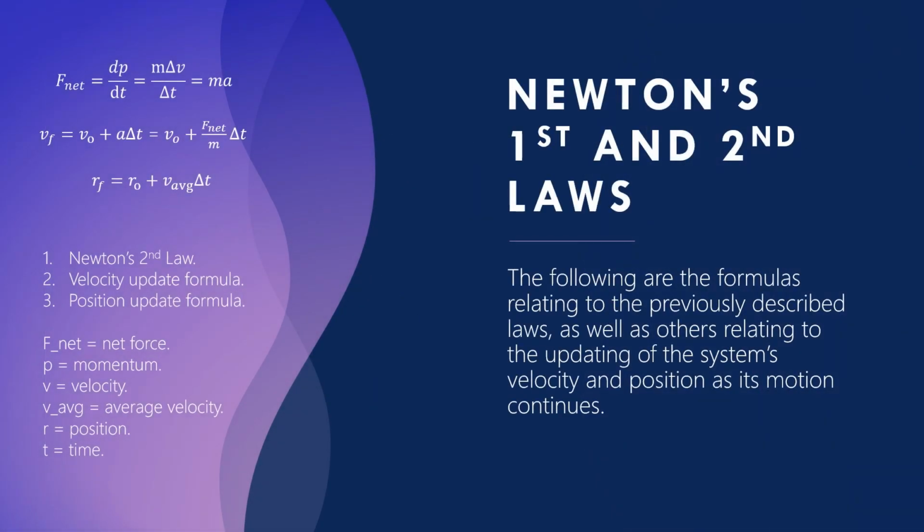Newton's first and second laws are primarily used throughout the course of the experiment. The first equation seen on the left is Newton's second law, which shows the difference in momentum over the difference in time, representing mass times acceleration. The second is the velocity update formula, and the third is the position update formula, which show how the ball moves over time.